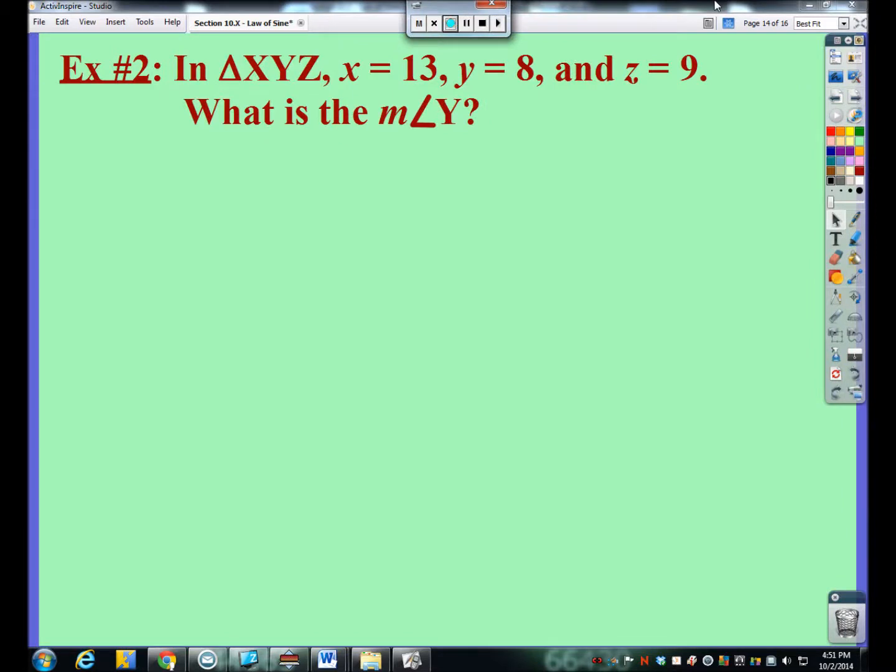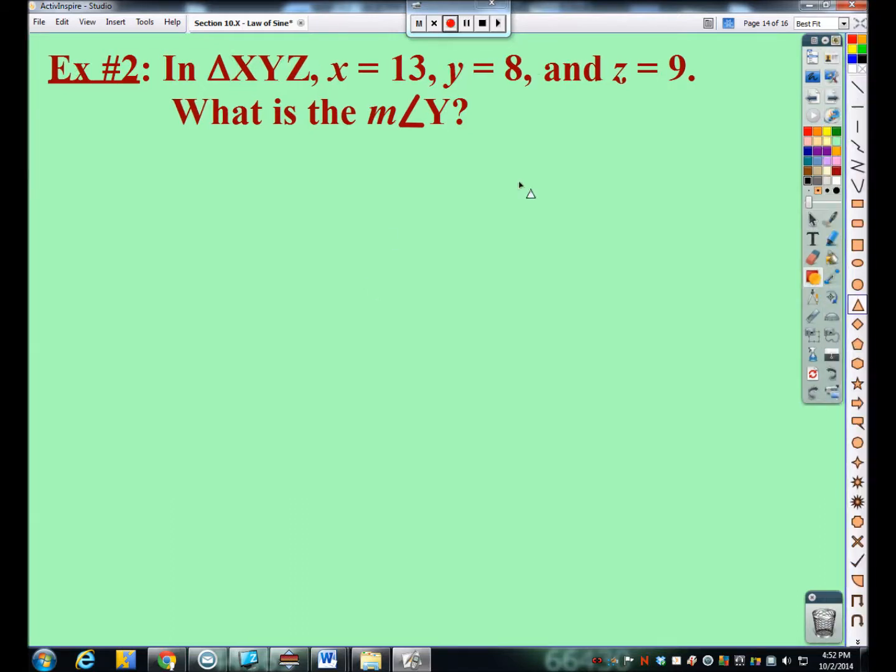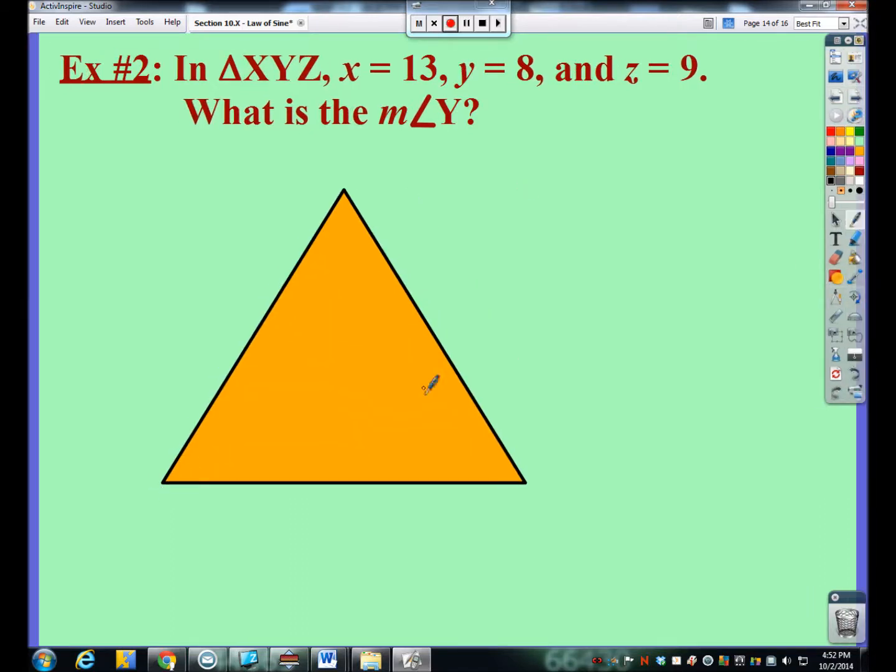All right, example 2. Let's look at an example where I give you, say, all 3 sides of the triangle. And you'll see now how maybe things will be a little bit tougher. So first we need a picture. We need triangle XYZ. So grab any triangle we want. I don't care if it looks equilateral, doesn't matter. But let's label X, Y, Z.